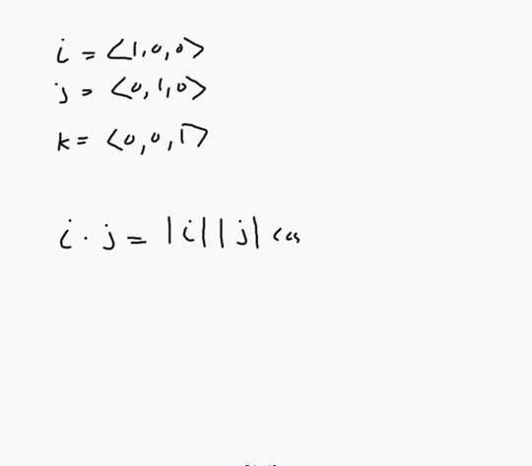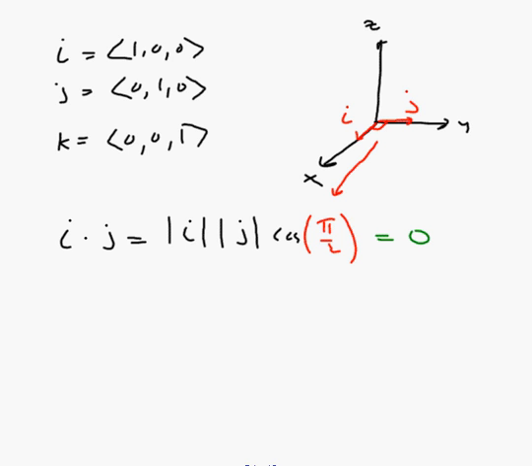Now, if we think about what these vectors look like, here's x, here's y, here's z. Vector i goes out like that, and vector j goes like this. They meet at right angles. So that means we're taking the cosine of pi over 2. The cosine of pi over 2 is 0. Now what you can tell is that would be true of any of these pairs. If you did i dot k or j dot k, you would also get back 0. And any two vectors that are perpendicular would have a dot product of 0.